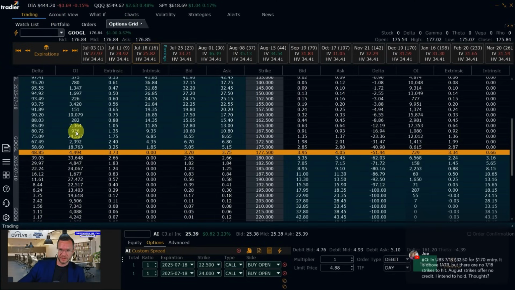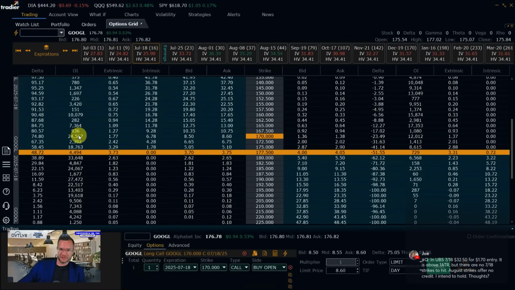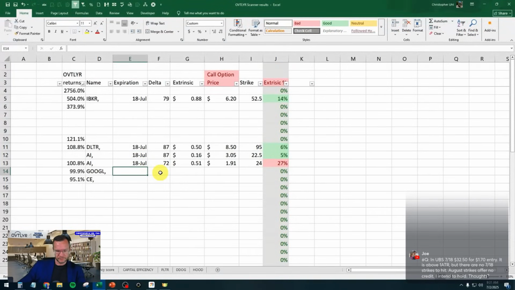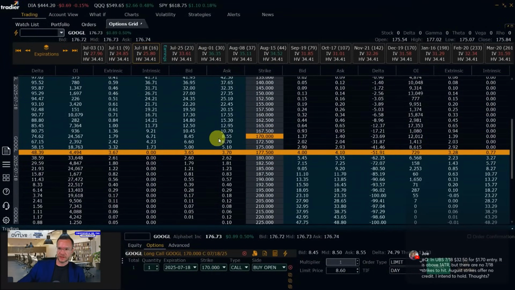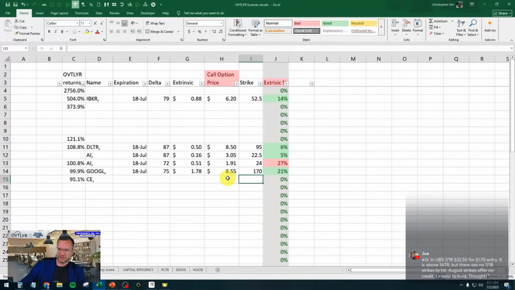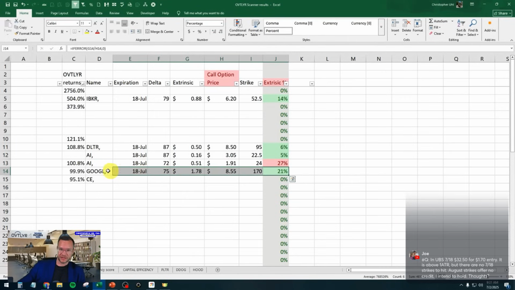No problems. Or you could go one below there, the 75 delta. It's probably the one I would go for. Look at that open interest difference. So the 75 delta with $1.78 of extrinsic value. And then the call option price, 855 and the 170 strike. Okay, 21. Yeah, that's exactly what I would go with.